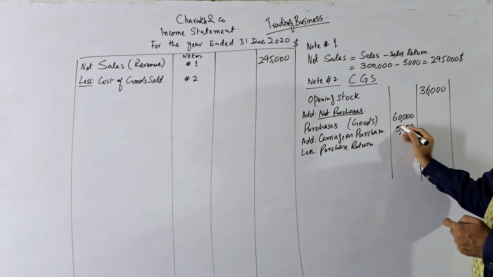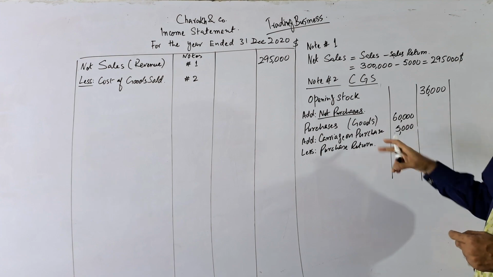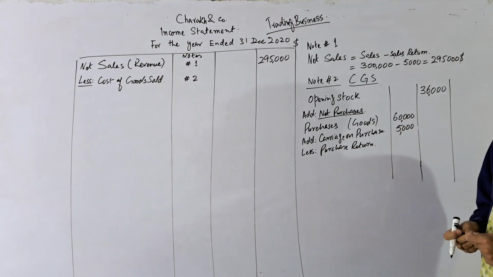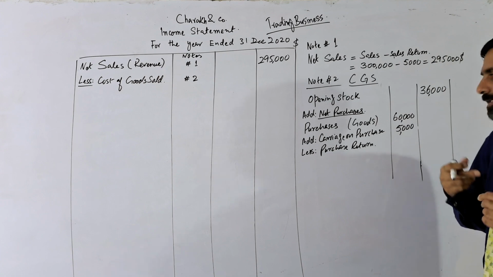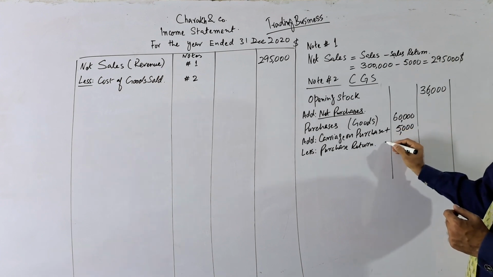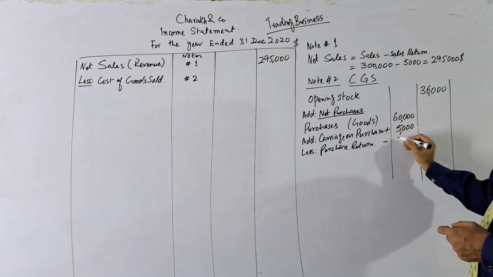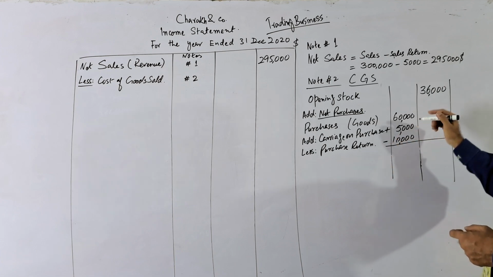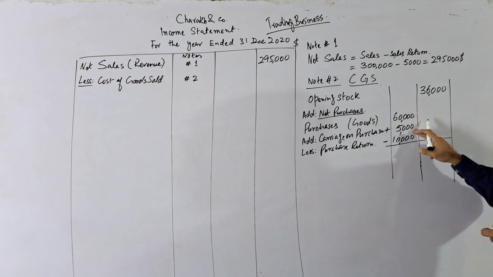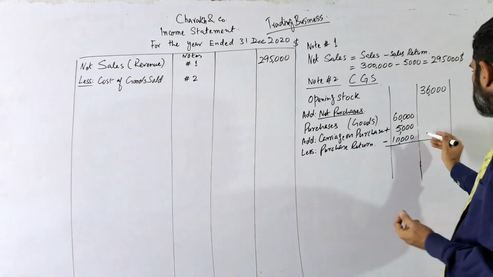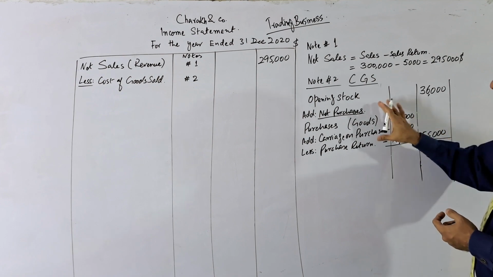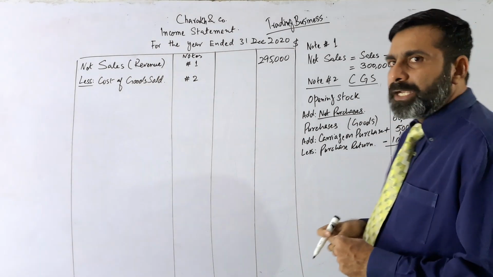That is 60,000. Then there is a carriage on the purchases. How much is the carriage on purchase? That is 5,000. And then there is some purchase return also. So this will be added and this will be deducted. For example, 10,000 is there. So here we will write the amount 60,000 plus 5, so it is 65,000 minus 10,000. So the answer is 55,000. So this is the amount of net purchases.